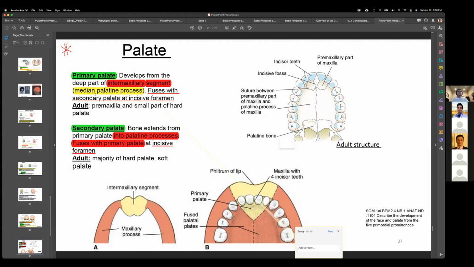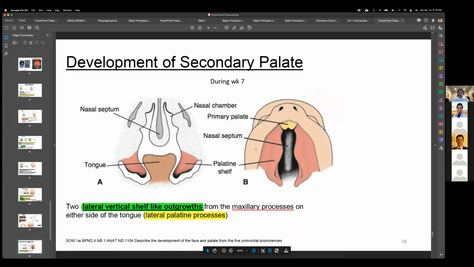from the intermaxillary segment and the median palatine processes to fuse, and it fuses at the secondary palate down here after it comes together. So you can see the intermaxillary segment fuses with the maxillary processes. You can see the secondary palate here. As long as you have a good understanding or a good definition for what goes with what and what's supposed to come together, you should be fine there.